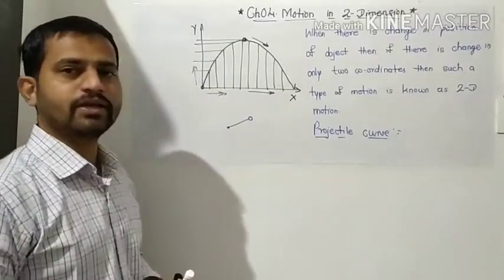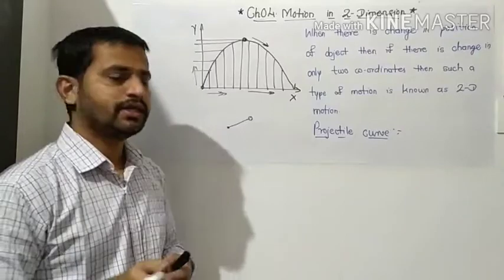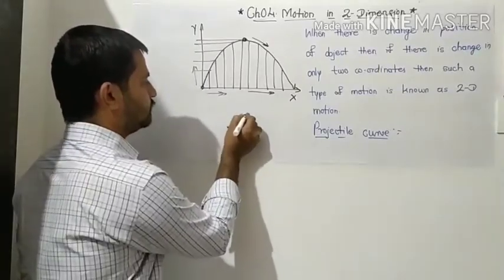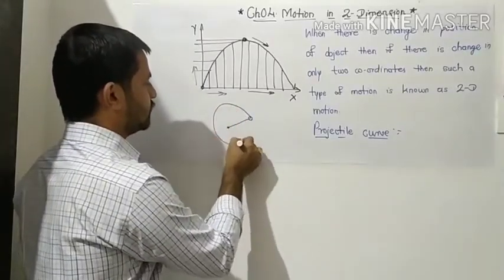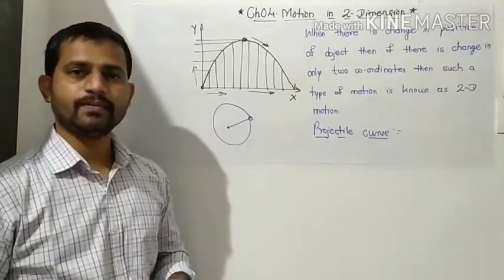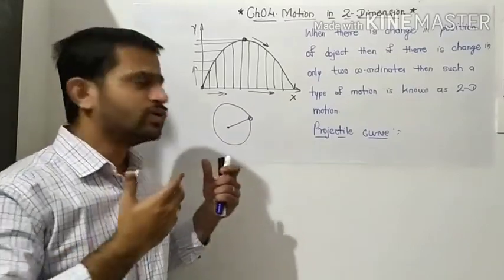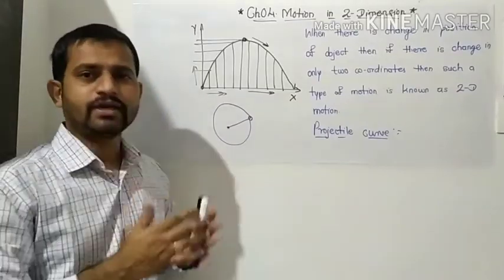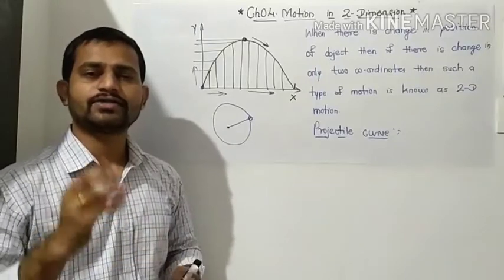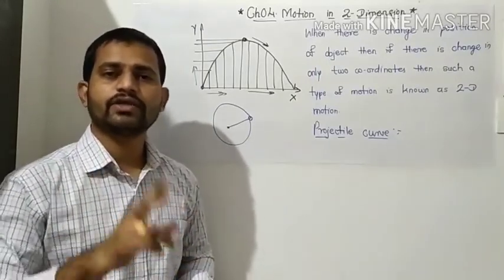Then when you give the motion to this thread, the stone will perform circular motion. That stone is performing the circular motion. Then if you see here, you come to know that the stone is changing its coordinates, only 2.